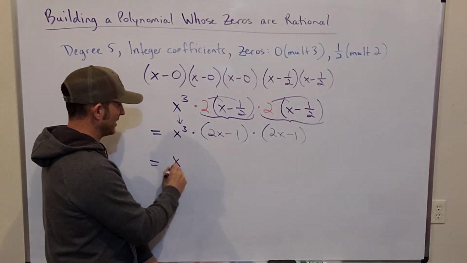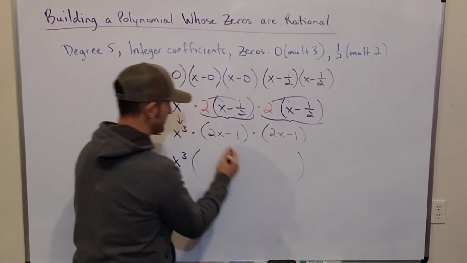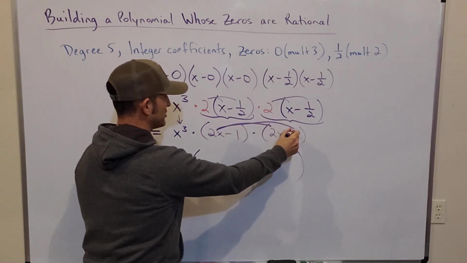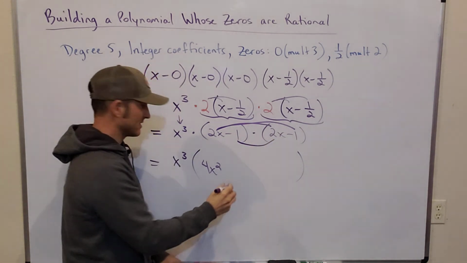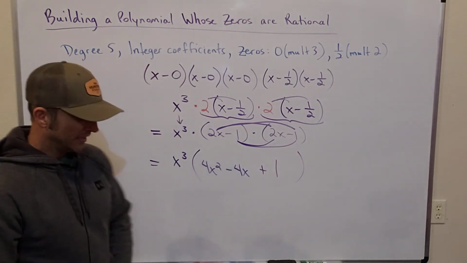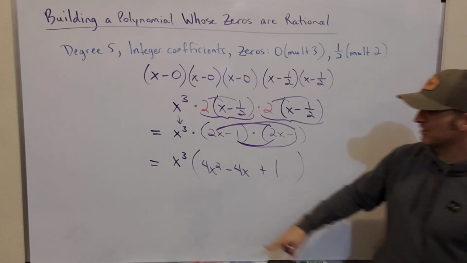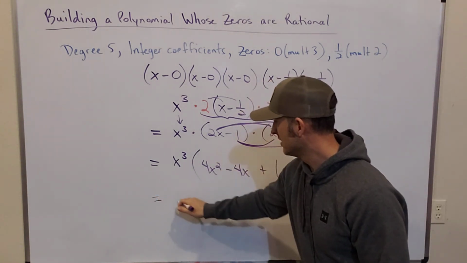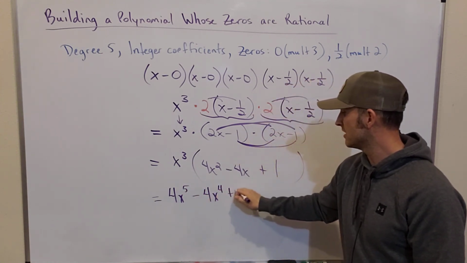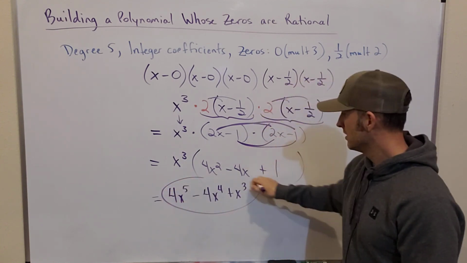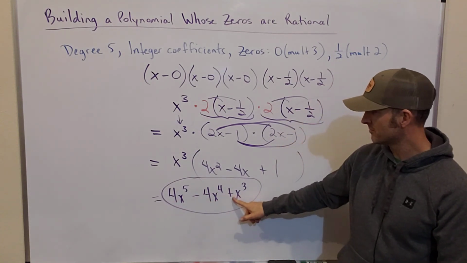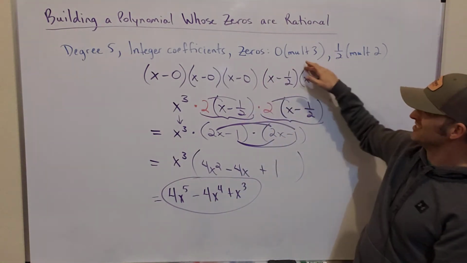Okay, so I'm just going to bring down my x cubed still, and I'm going to multiply all of this together. So I get 4x squared minus 2x minus another 2x. That's minus 4x. And then I get plus 1. Finally, you can see how easy it is now to multiply by my x cubed. I just distribute it. I get 4x to the 5th minus 4x to the 4th plus x to the 3rd. And so this is a degree 5 polynomial, integer coefficients with these zeros.